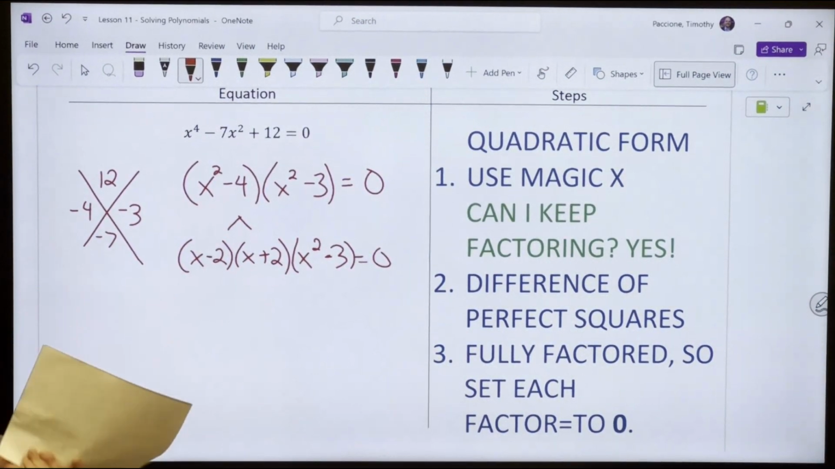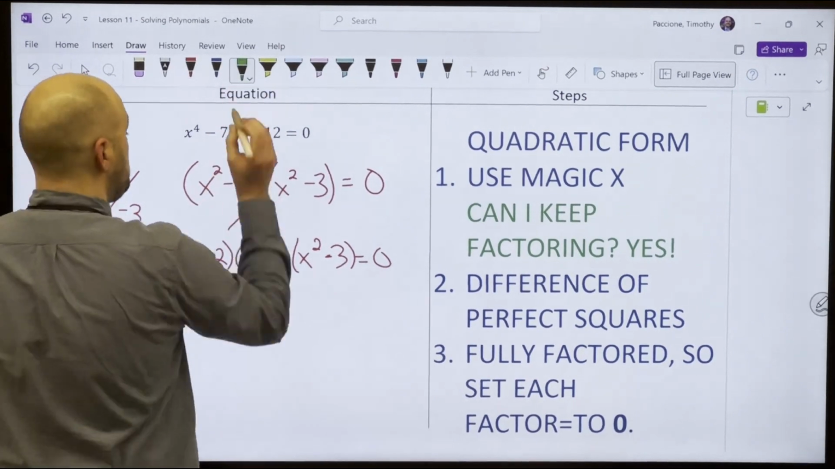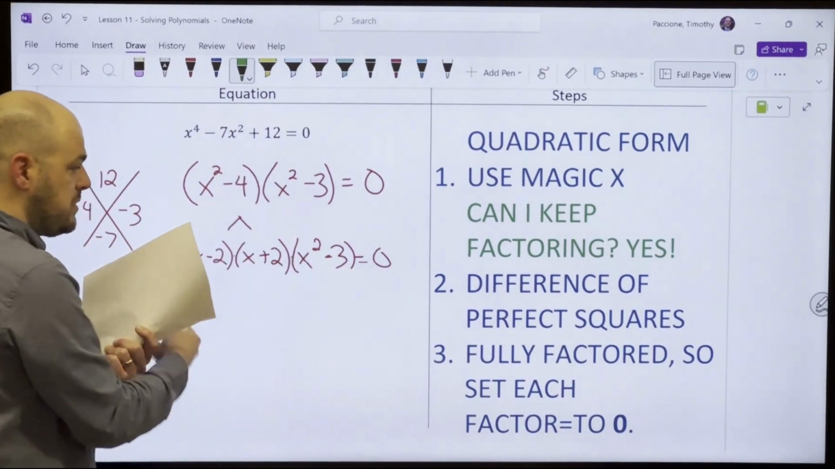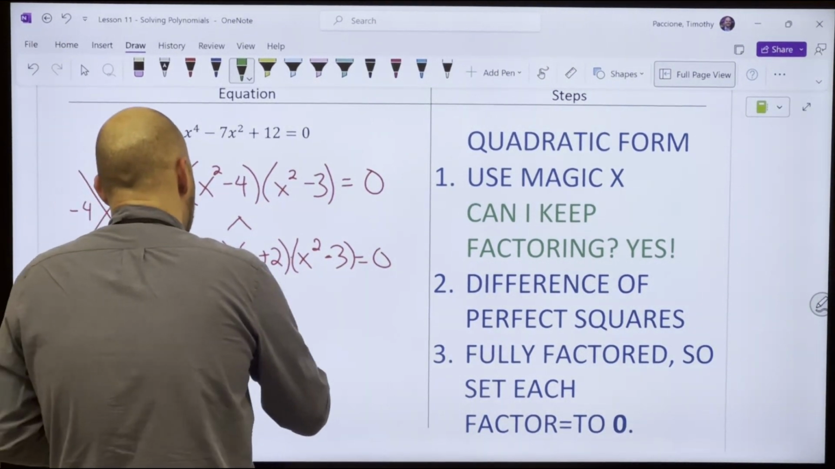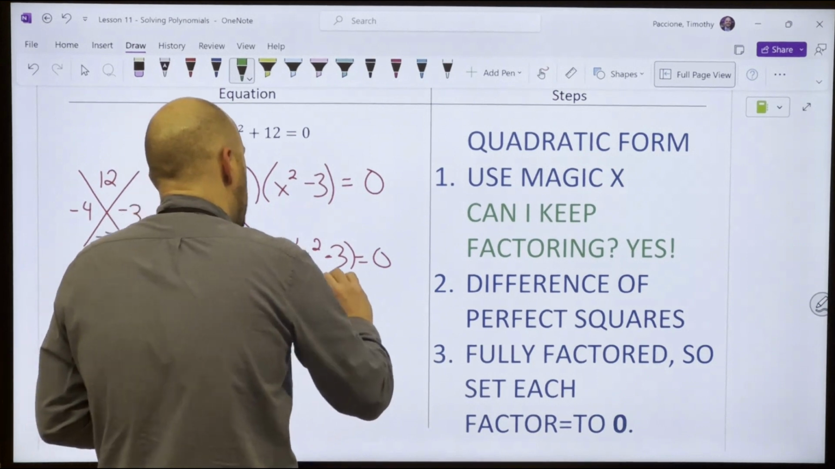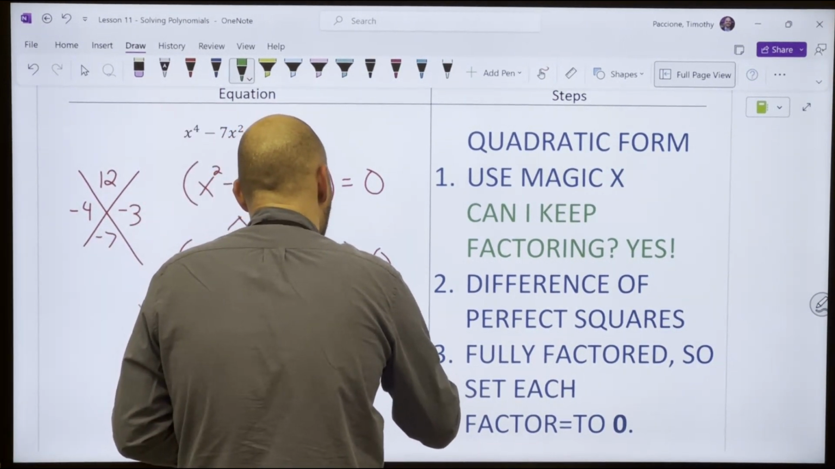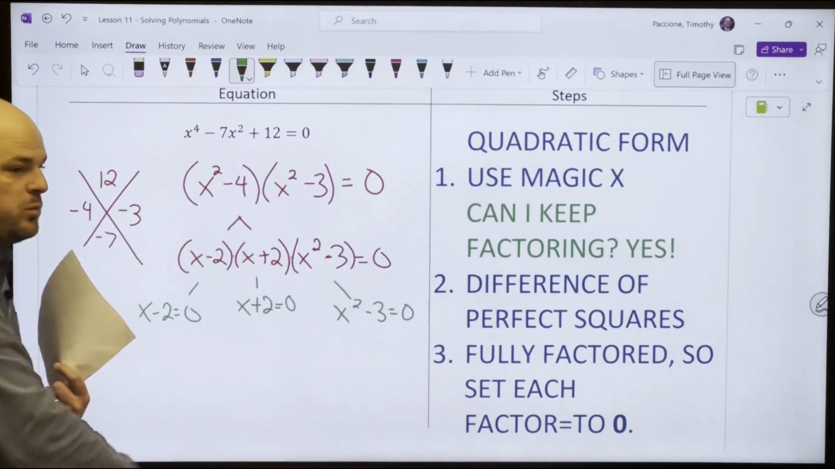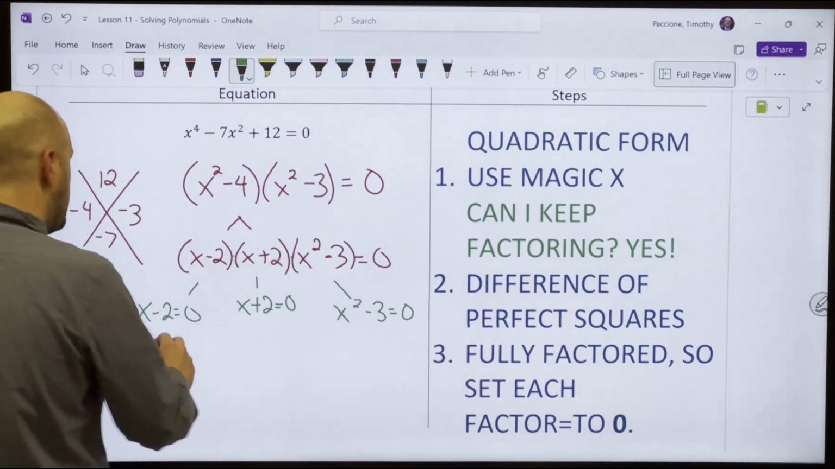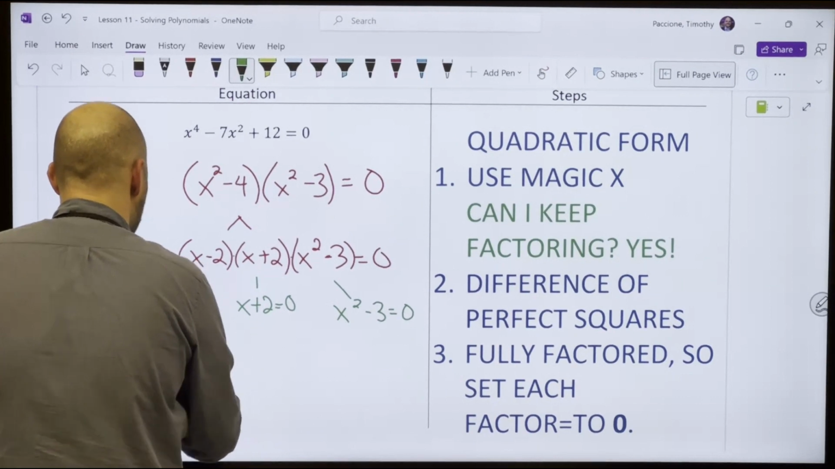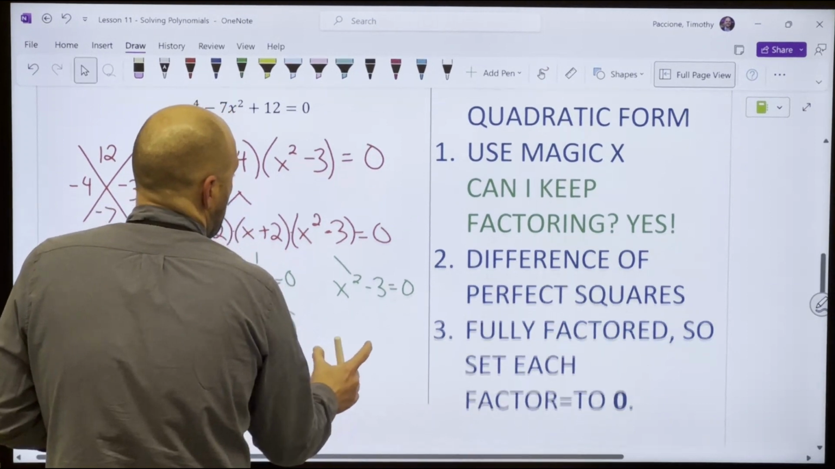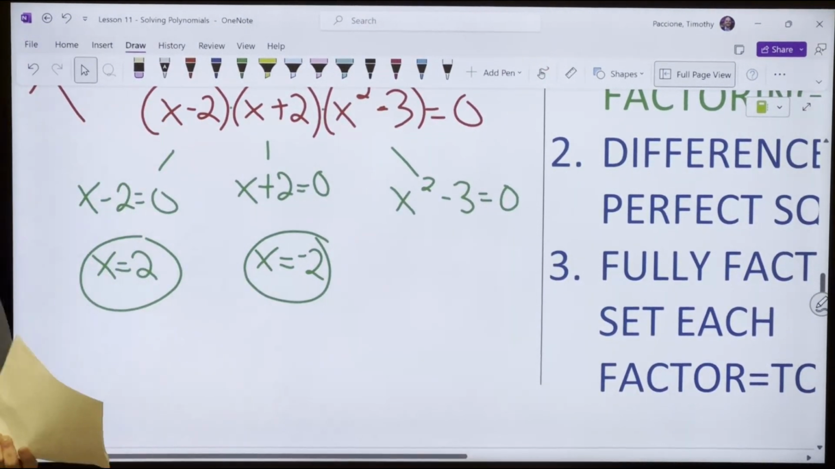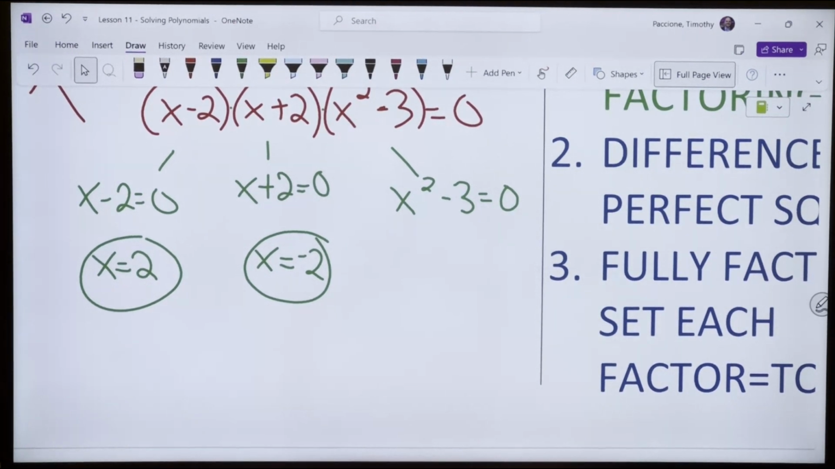Okay? Now, after we're fully factored, zero product property would tell us whatever is multiplying gets set equal to 0. So there are 3 things multiplying. This x minus 2 equals 0, x plus 2 equals 0, and x squared minus 3 equals 0. Two of these will be rather easy, like usual, right? Just add 2 to both sides, and I get x equals 2. Or I subtract 2 from both sides, and I get x equals negative 2. But what about x squared minus 3? How do I solve for x with x squared minus 3 equals 0? Yeah?